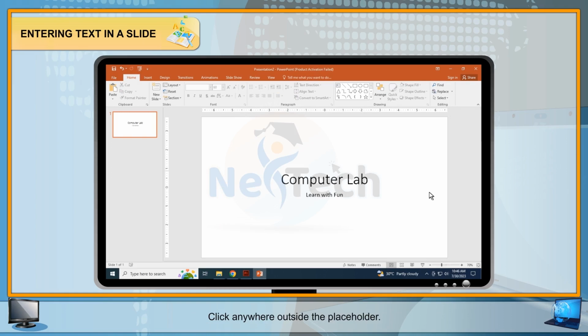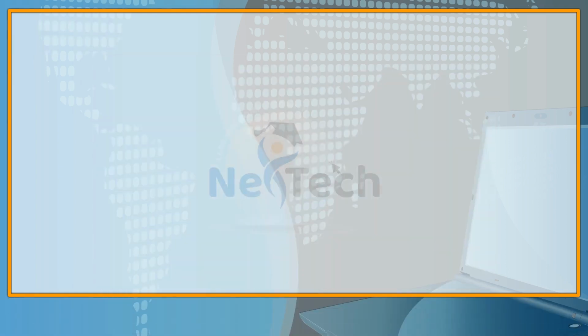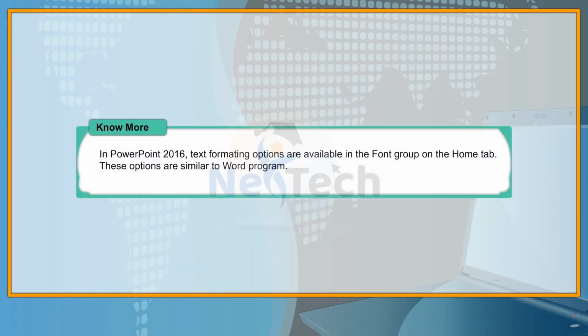Click anywhere outside the placeholder. In PowerPoint 2016, text formatting options are available in the Font group on the Home tab. These options are similar to Word program.